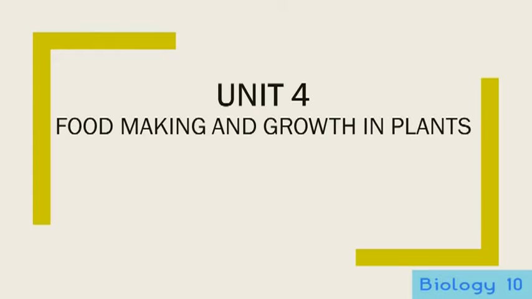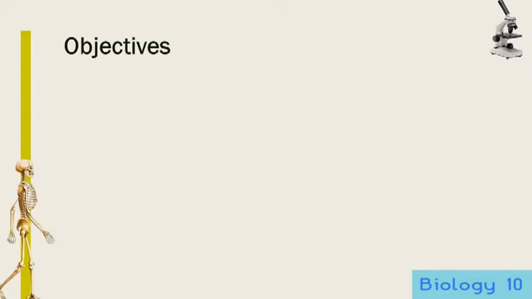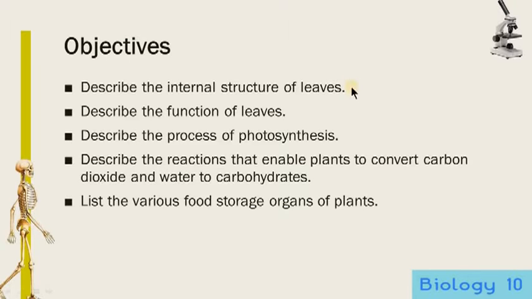Unit 4. Food making and growth in plants. There are many objectives in this section. Let's begin. We will describe the structure and function of leaves. We'll describe the process of photosynthesis and the chemical reactions that take place in day and night that allow plants to make carbohydrates. We will list the storage organs in plants.